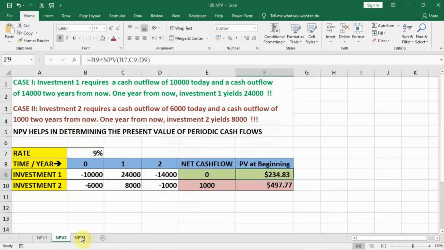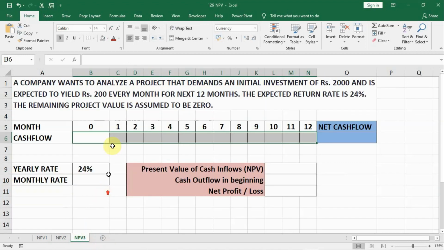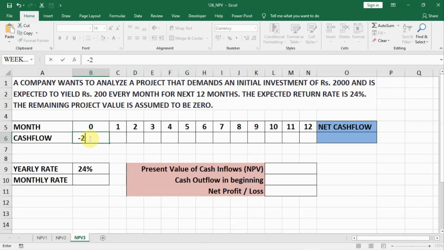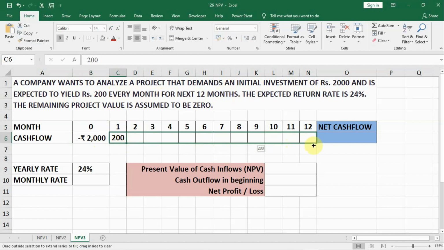Now let us see the third case, NPV3. It says that an initial investment of rupees 2,000 is required. So we'll put minus 2,000 here. After that, a yield of 200 is expected for the next 12 months. So every month we will get 200. I'll write down 200 here and drag it down till here.